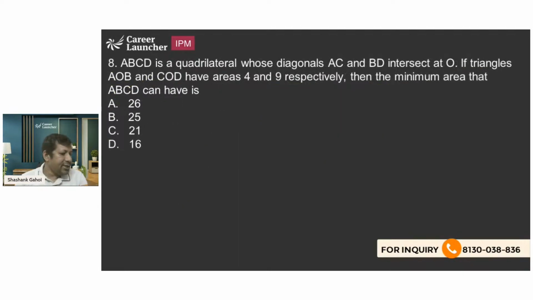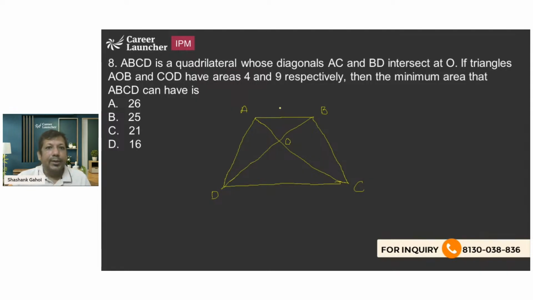This one. ABCD is a quadrilateral whose diagonals AC and BD intersect at O, and triangle AOB has a smaller area. So I am going to draw this A, B, C and D. I got AC, I got BD, and this is 4. Now this area is 4, this area is 9.